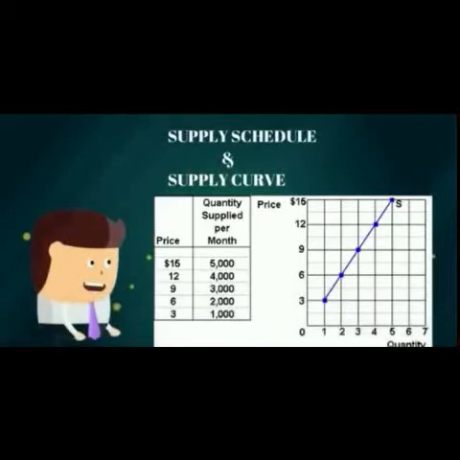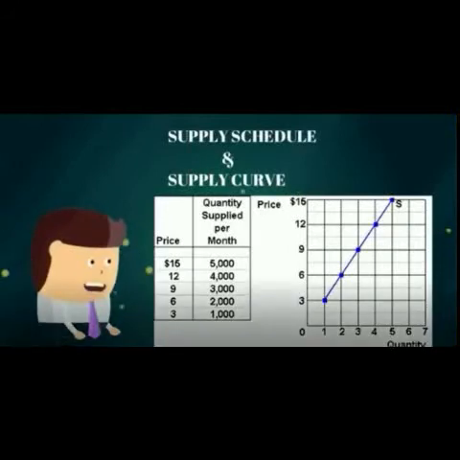So look at this. Price is 15 and supply is 5,000. And when the price is 3, the supply is 1,000. Which means as the price decreases, the supply is also decreasing. And look at the supply curve over here. At 15 it is 5, at 12 it is 4, at 6 it is 2 and at 3 it is 1. So this schedule is turned into this supply curve. It is an upward sloping curve, right?